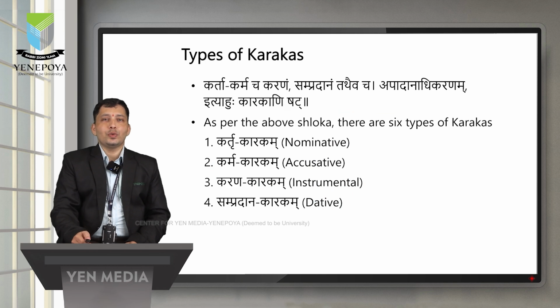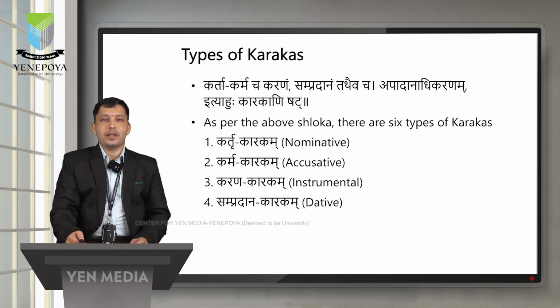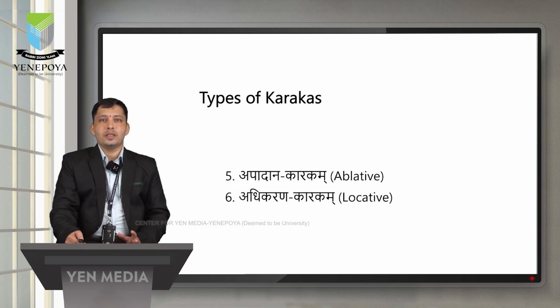First, we will see the types of Karakas. There is a shloka which tells about all the types of Karaka: Karta Karma cha Karanam Sampradanam Tathaiva cha Apadanadhikaranam Ityahu Karakani Shat. That means there are 6 types of Karakas. Those are Kartra Karakam, Karma Karakam, Karana Karakam, Sampradana Karakam, Apadana Karakam and Adhikarana Karakam.